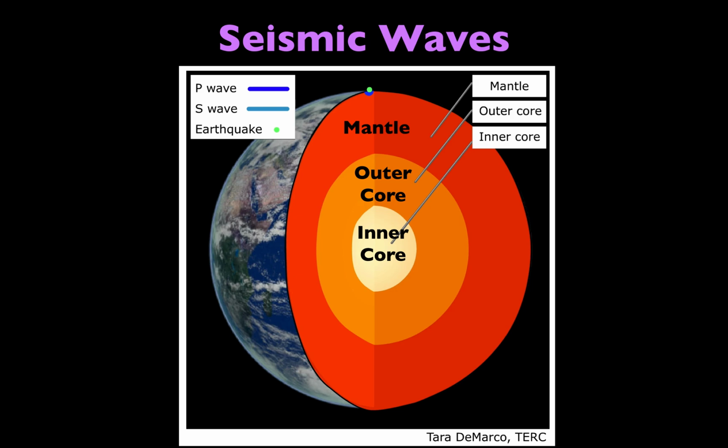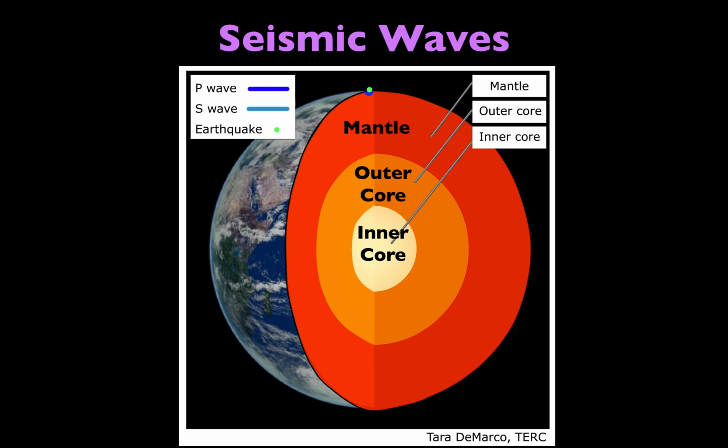So now I want to look at this animation again, but this time I have the layers of the Earth's interior labeled. We have the crust that's not labeled because it's so thin, it's hard to determine where it is within the diagram, but an example of the crust is where the earthquake is, represented by that bright green dot. Then we have the mantle, outer core, and inner core.